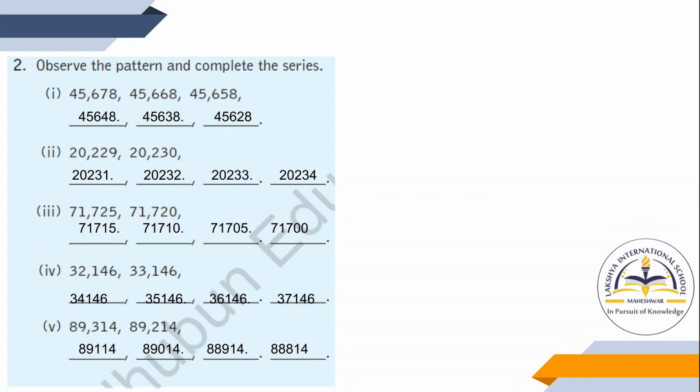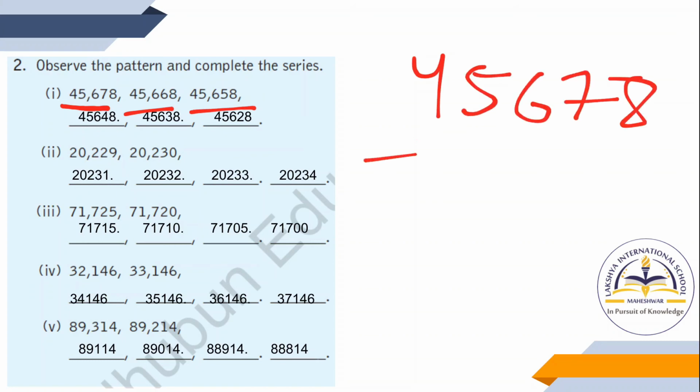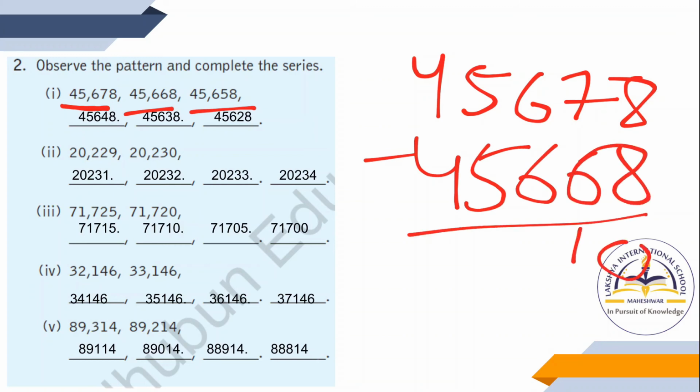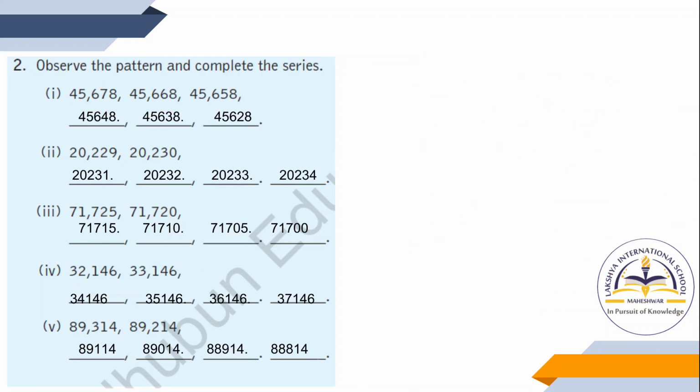Now question number 2, observe the pattern and complete the series. Here you can see that ten is being subtracted from each number. Here also minus 10. Other numbers are the same. So like this you have to write the next 3 or 4 numbers.